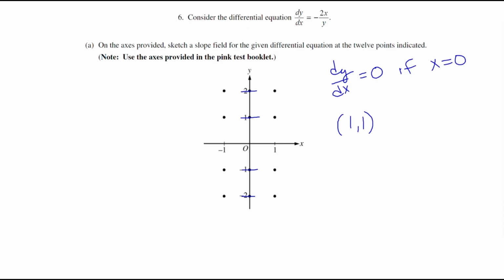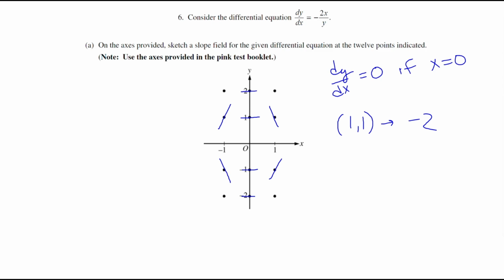So at (1, 1), when we plug that in, we end up getting negative 2 over 1. So just negative 2, which means I can reflect that down to the 4th quadrant with a slope of positive 2, and also over into the 2nd quadrant with the slope of positive 2. And I can reflect those down into the 3rd quadrant with a slope of negative 2.